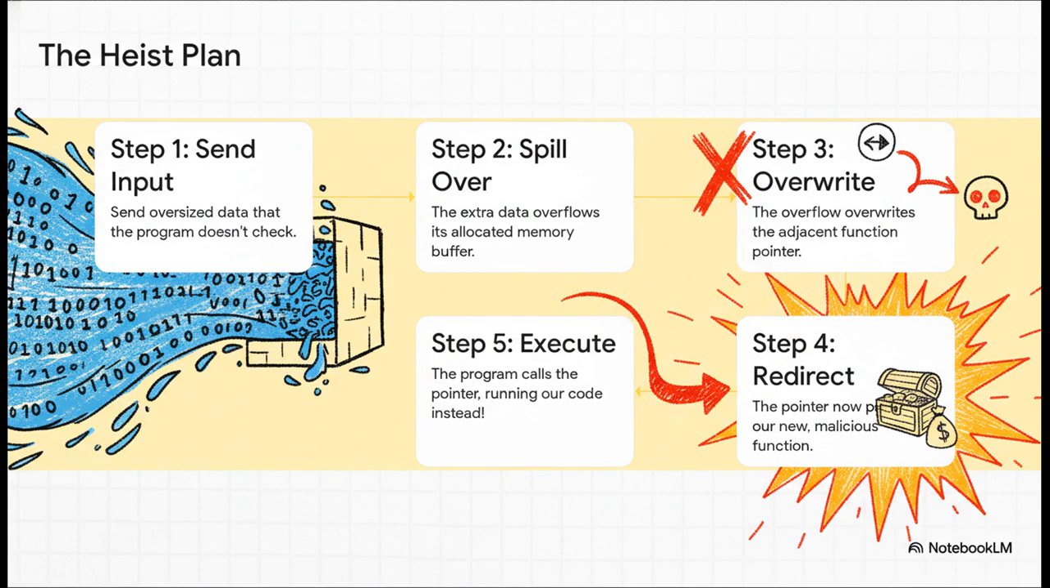So here it is, the final plan, all broken down. It's a beautiful, elegant 5-step process. Step 1, we send that oversized input. 2, the extra data spills over in memory. 3, that overflow overwrites the function pointer right next to it. 4, the pointer now points to our new malicious function. And then step 5, we just wait. The second the program tries to use its speed dial, it's not calling the game anymore. It's calling us. Heist complete.